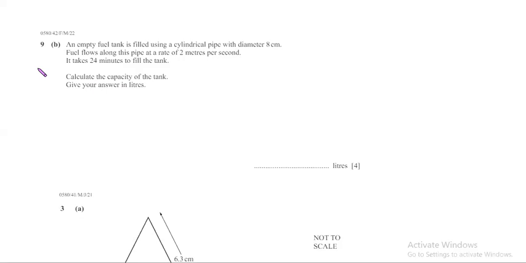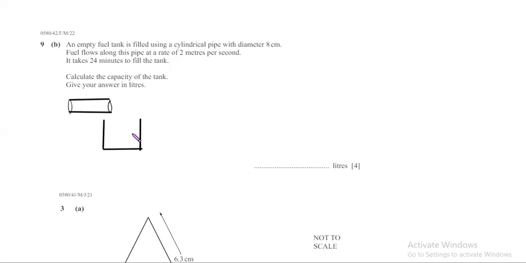An empty fuel tank is filled using a cylindrical pipe with diameter 8 centimeters. Fuel flows along this pipe at a rate of 2 meters per second. It takes 24 minutes to fill the tank, and we need to calculate the capacity of the tank and write the answer in liters. Now, there is a pipe that fills the tank. So this pipe is going to fill a tank like this with fuel.